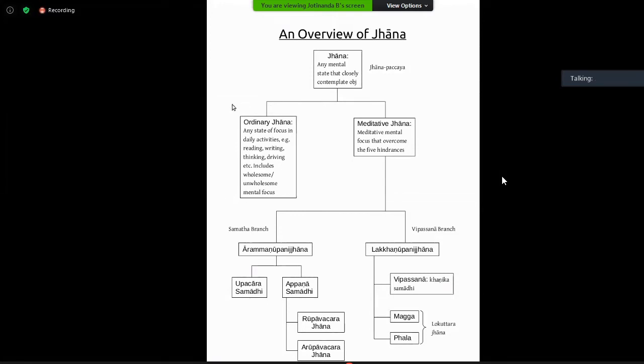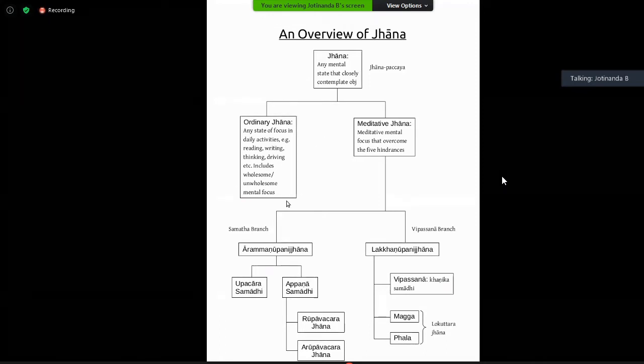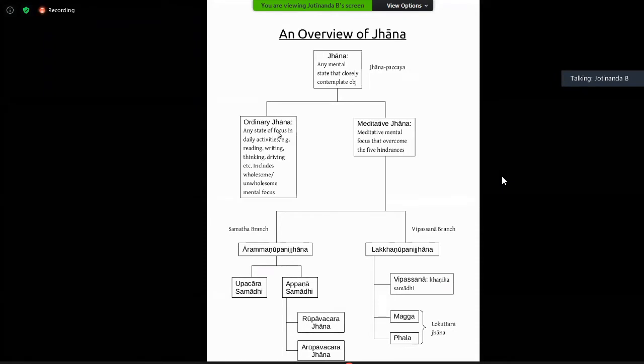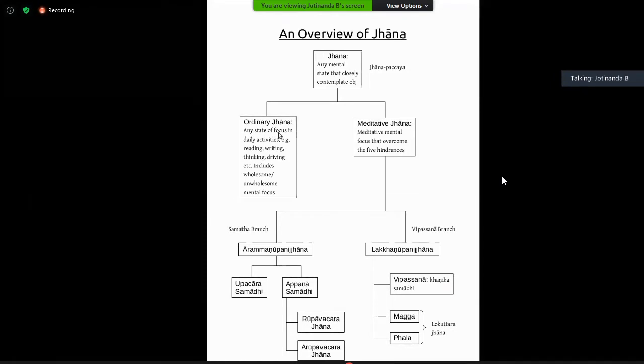So over here it can be wholesome or unwholesome. When you do dana, observe sila, it can also come under here if your mind is focused. Also ordinary jhana. These are also jhana. They involve close contemplation, the mind on the object.